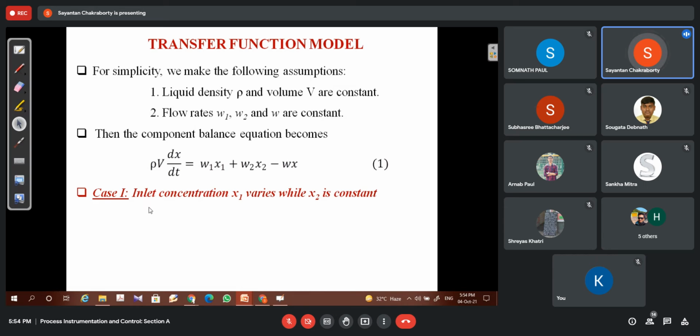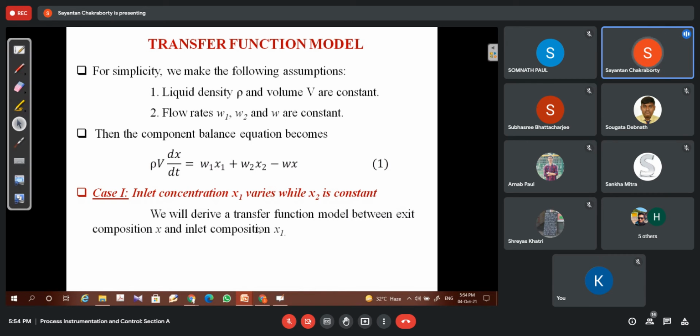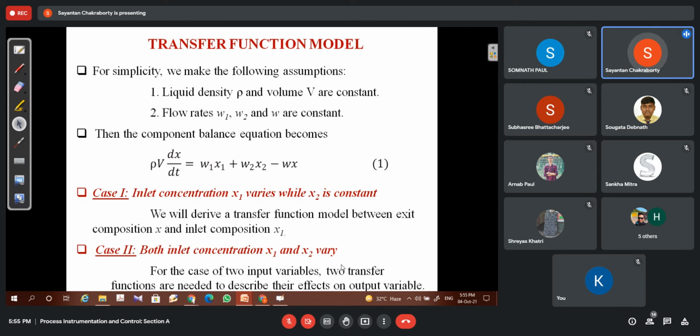Suppose, in the first case, you consider that inlet concentration X1 is varying but X2 is constant. Therefore, we have to derive the transfer function model between the exit composition X, that is the desired output, and the inlet composition X1, with X2 remaining constant. In the other case, maybe X2 is varying and X1 constant, so it will be the same. The different case will be when both X1 and X2 vary. So in that case, you have to find the transfer function between X and X1 and between X and X2. So there will be basically two transfer functions.